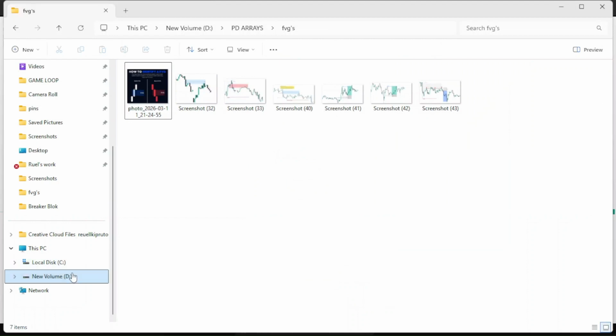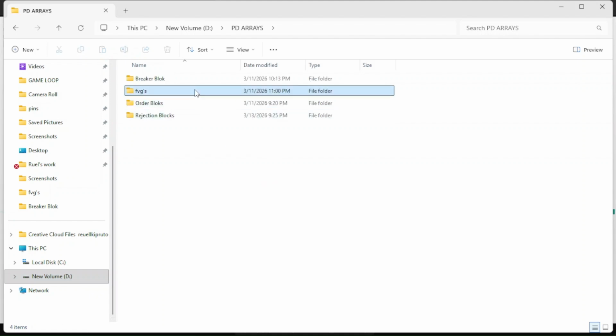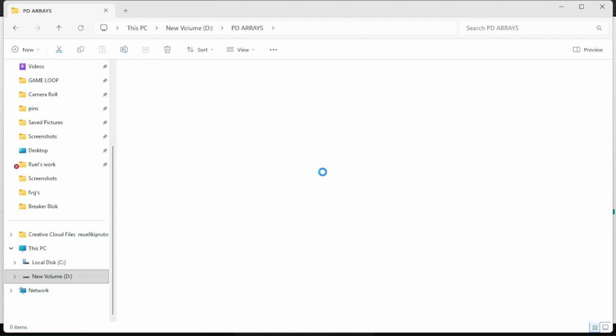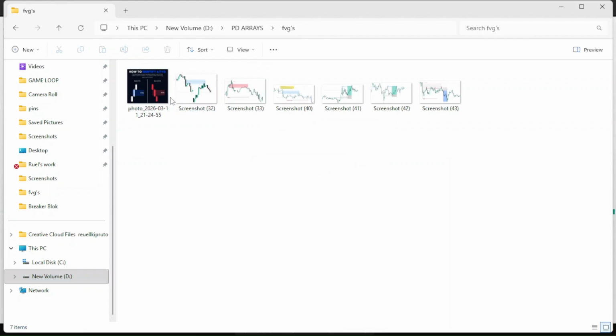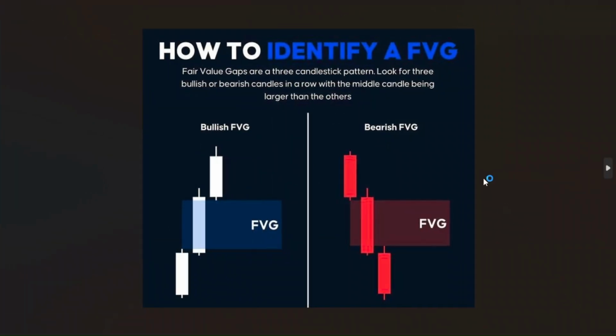All right, so there we go. Let's look at fair value gaps first. What is a fair value gap? Pretty sure some of you have heard what fair value gaps are. Most of you use this as your strategy. So this is exactly how to identify a fair value gap.